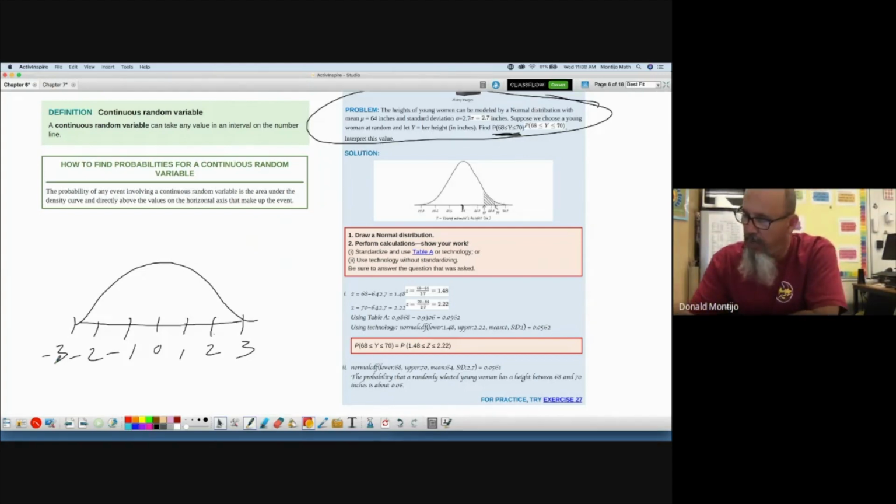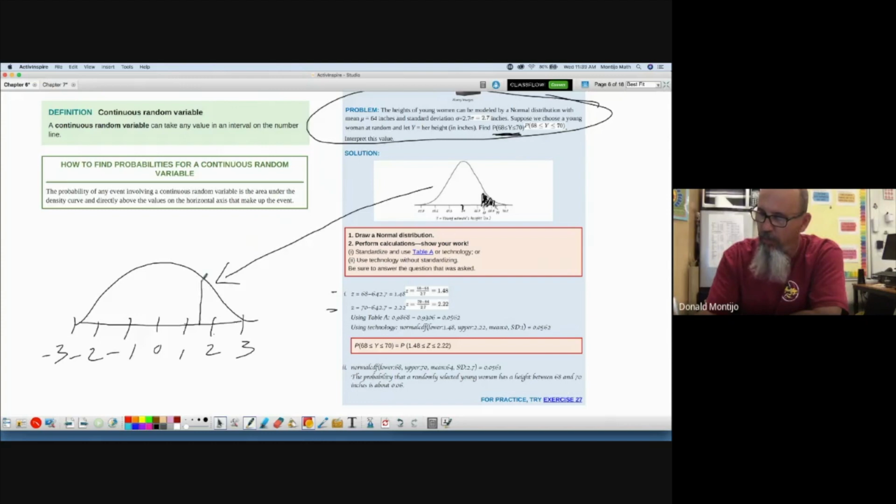So you can see up here, we wanted to know between 68 and 70 inches. So we wanted the area under the curve right here. Well, I don't have a table A that will deal with heights of young women in the United States. Therefore, I need to standardize, or convert, this data to fit to here. So the z-scores after the calculations were done here were 1.48 to 2.22. So I'm trying to find the area between 1.48 and 2.22, which is the same area as over here.